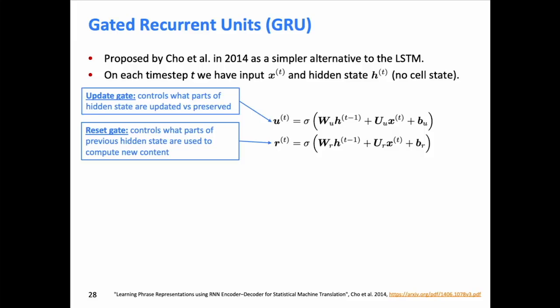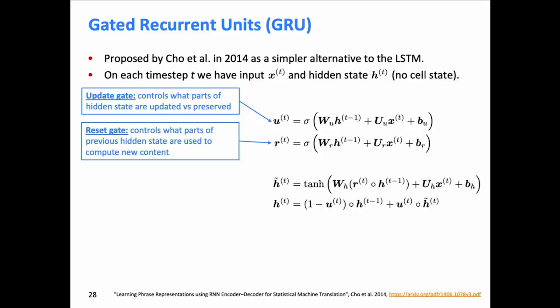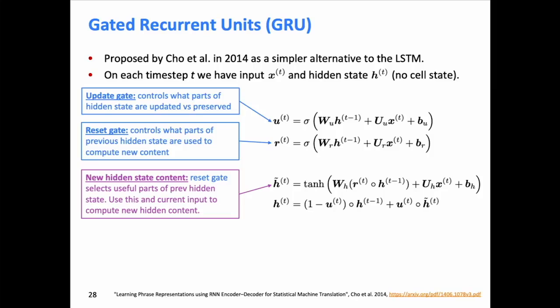OK, so here's how those gates get used. H tilde here, you can think of it as the new hidden state content. And what's going on in that equation is that we're applying the reset gate to the previous hidden state, ht-1, and then putting all of that through some linear transformations and a tanh. And then this gives us the new content which we want to write to the hidden cell.